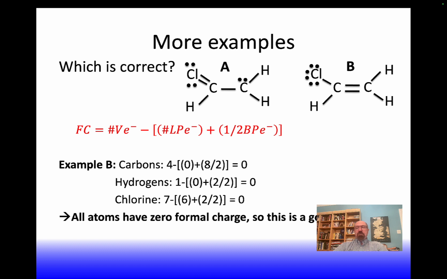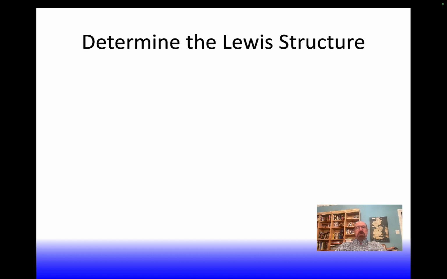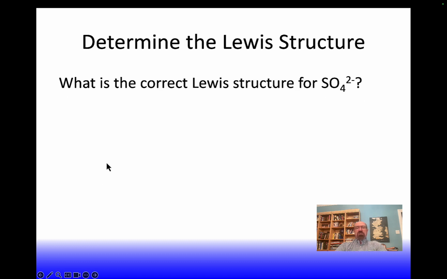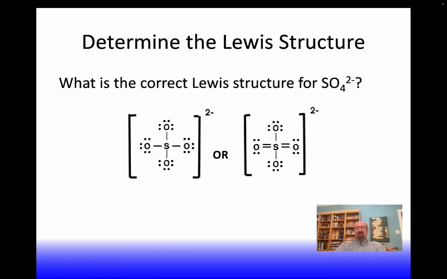So using this mathematical formula, we could have determined from the warm-up which structure was the correct one if you didn't know how to do it. If you knew how to apply formal charge rules, you could still do it. Now, determine the Lewis structure. So let's see if we can figure this one out. Which one is correct? I don't know. Let's see if we can figure out using formal charge rules.